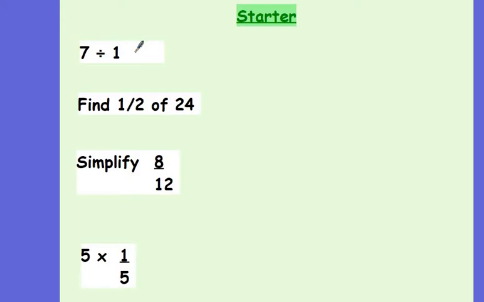Okay, so 7 divided by 1 is just 7. I could also write that as 7 over 1, which is just 7. 7 divided into one part is just 7. Finding a half of 24, I need to do 24 divided by 2, which gives me what, Freya? 12. Excellent, thanks very much.